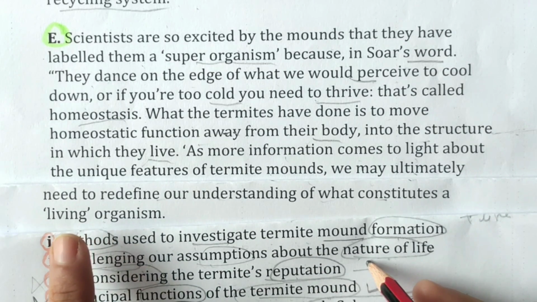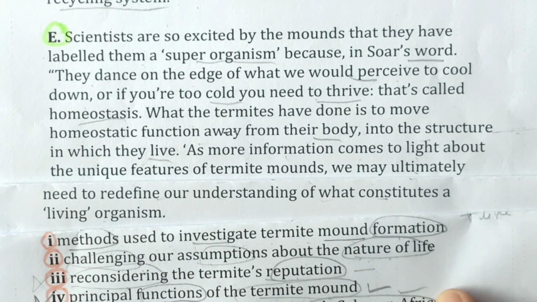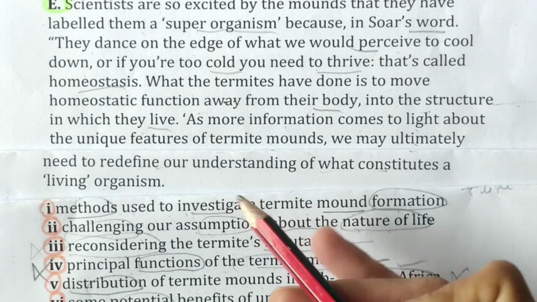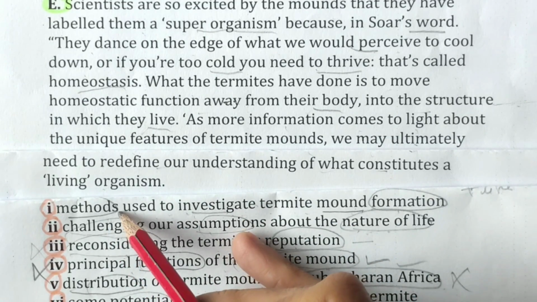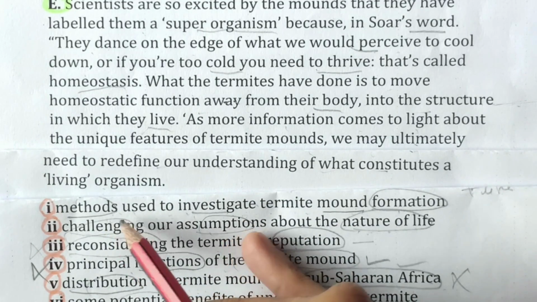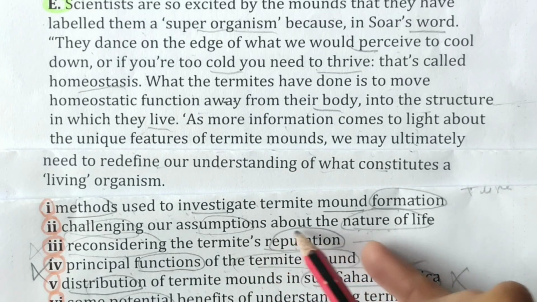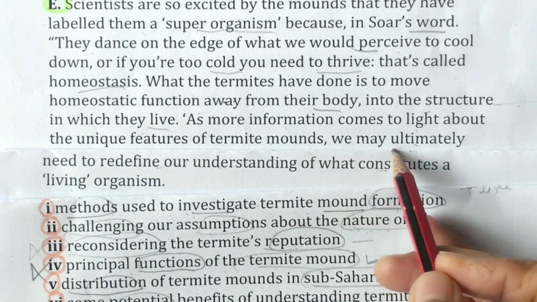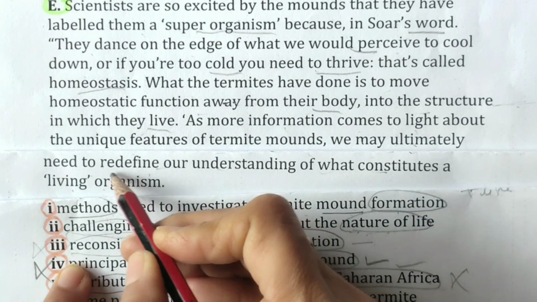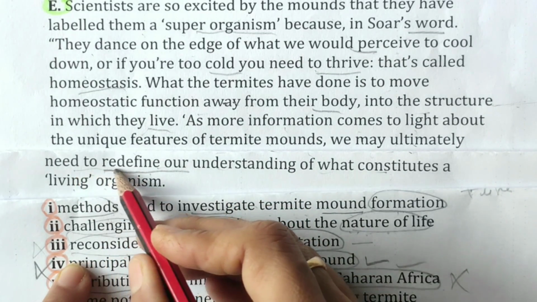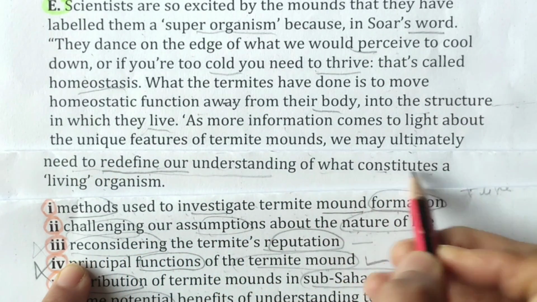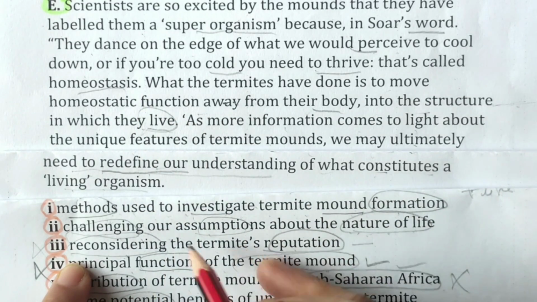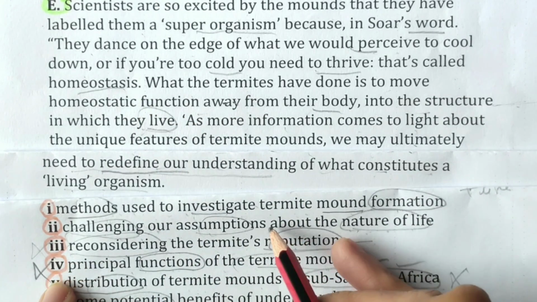so we can match only, just look at this, what we have left now. Methods used to investigate, where are they talking about the method? First number is doing, there is no method. Challenging our assumptions about the nature of life. We may ultimately need to redefine. So this need to redefine our understanding of what constitutes a living organism. Life is also there. Challenging our assumptions, because nothing is matching with that.